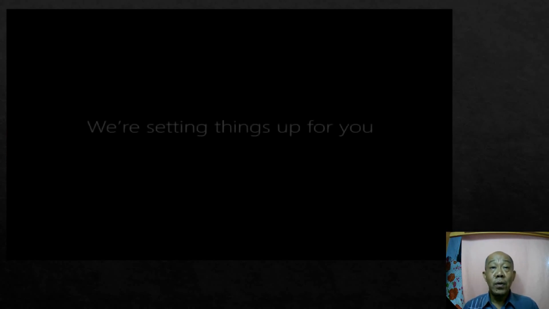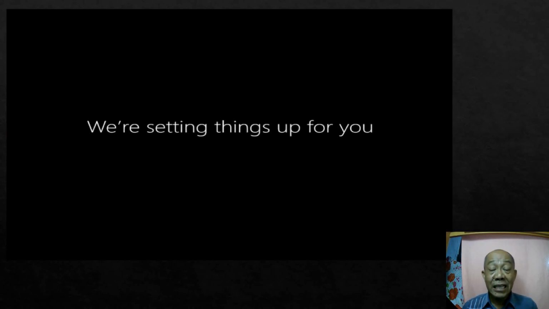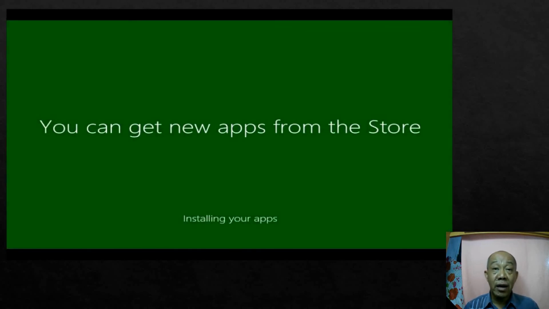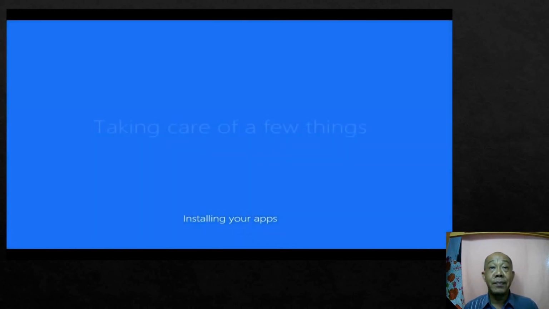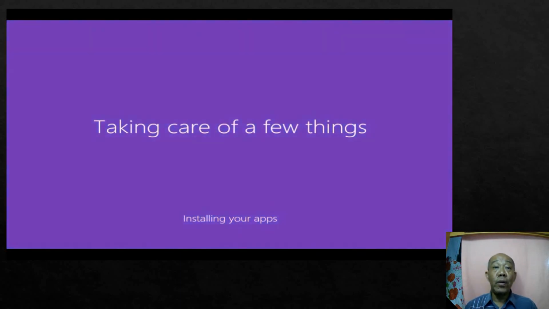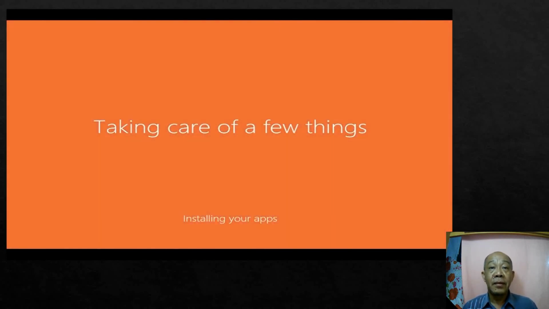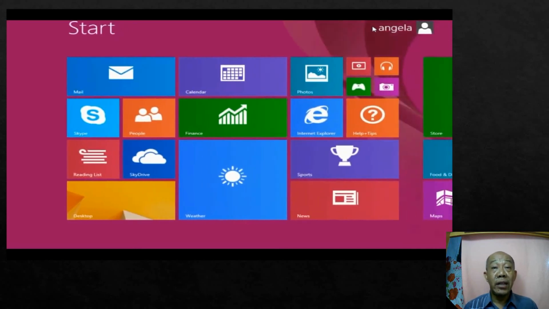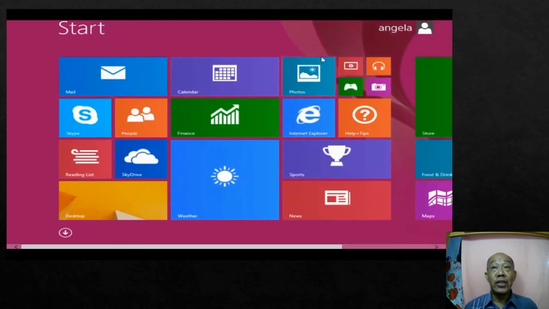So it is now setting up things like the different apps needed, that is a package in Windows 8. All of those will be installed. Okay, so all we have to do is wait for a few minutes. Okay, now it says there, let's start. So Windows 8 is now going to boot. Okay, so as you can see there, the username that we typed, Angela.